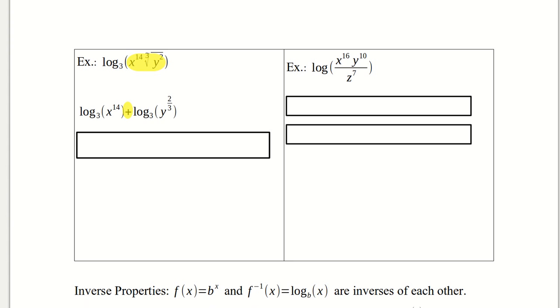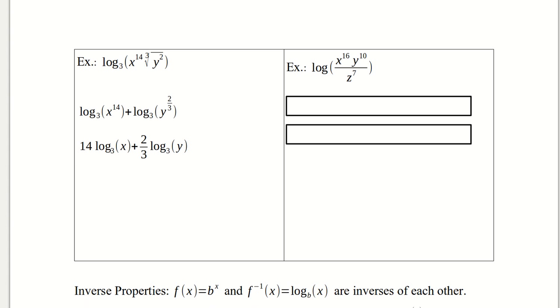Now once we've done that, we can use our power rule, and that power rule says that the 14 becomes the coefficient of the first logarithm and the 2/3 becomes the coefficient of the second logarithm. We can also do this with more than 2 factors, with more than 2 things that we're multiplying and dividing.